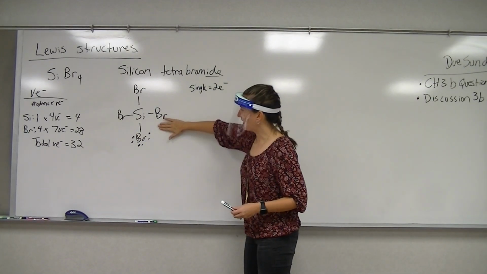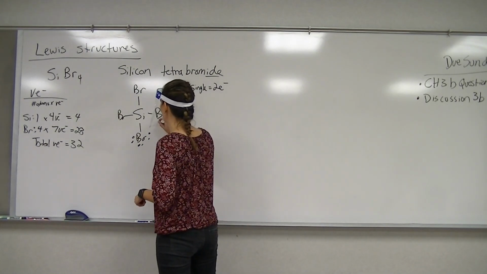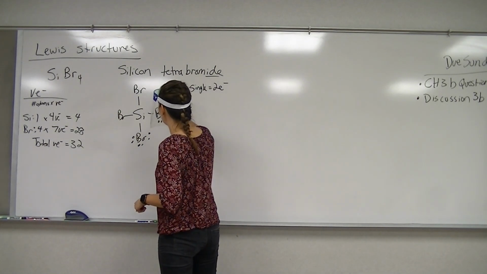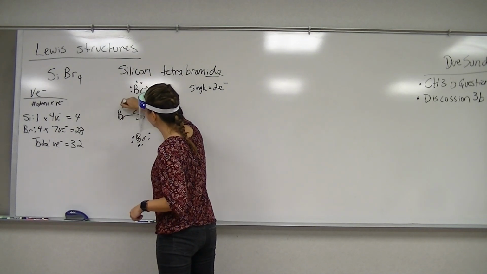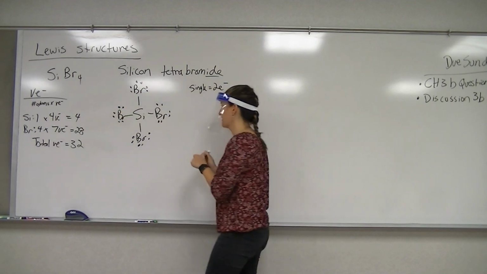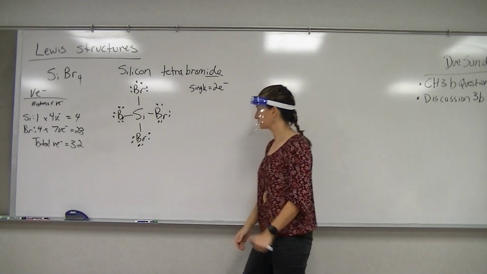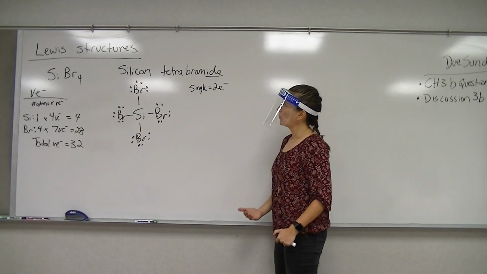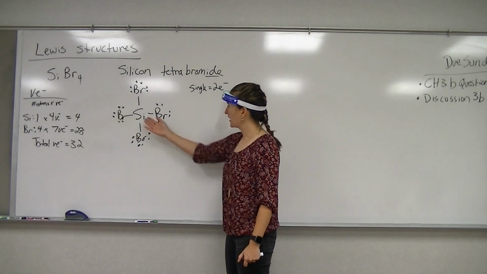So we're going to do the same thing to each of the bromines, because they all want 8, just like that bottom one. So add 6 more to each of them. That's a lot of electrons. Okay. So now my terminal atoms are happy. What's going to happen next is we want to make the central atom happy.